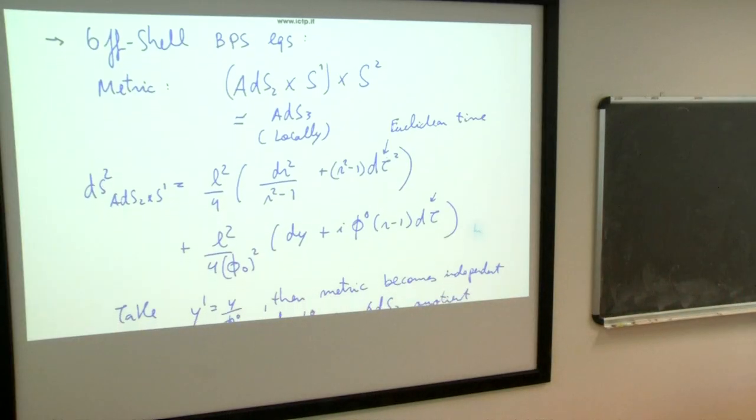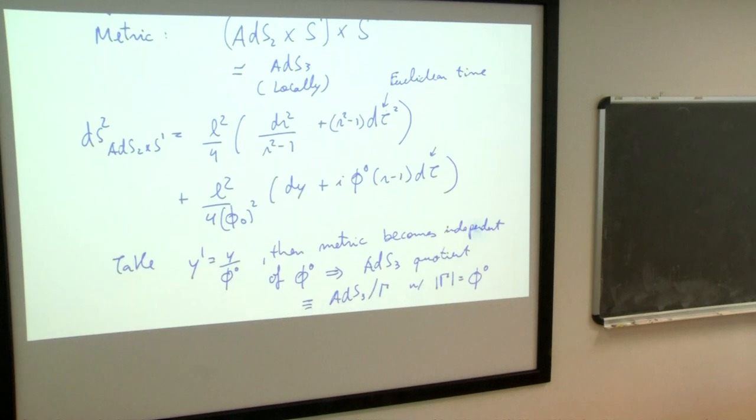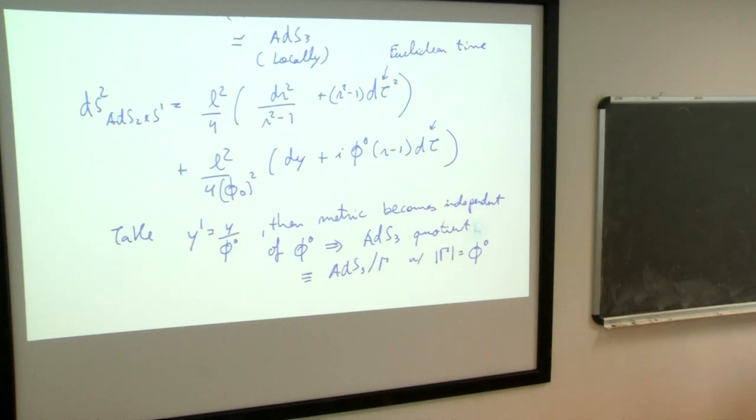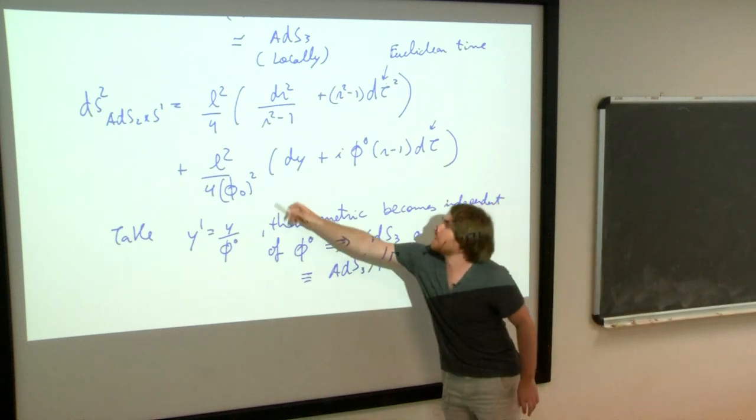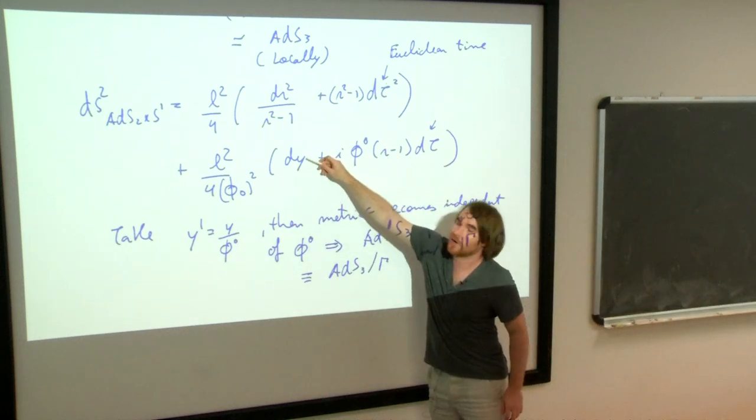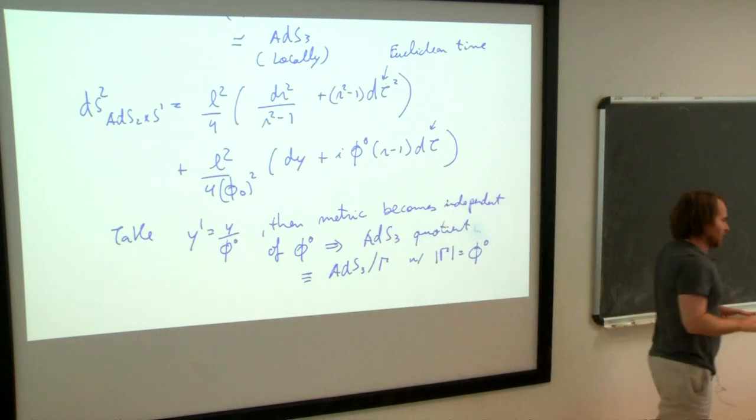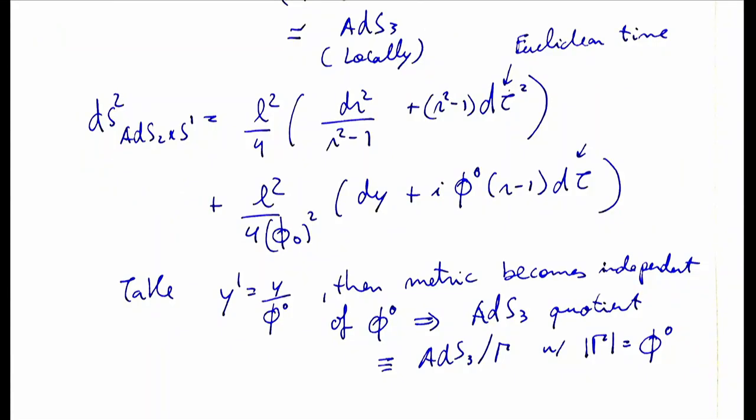Okay. So if you take different coordinates, just call it y prime equals y over phi naught, basically you can put this inside. This cancels, it becomes the y prime. So the metric loses dependence on phi naught, it disappears. That means that this metric is a quotient, roughly speaking. So some AdS3 quotient by some group Gamma, where the order of the group is infinite, but you can roughly say that the order of the group is this phi naught. There's some basics.